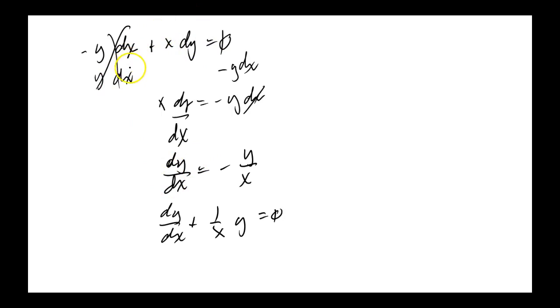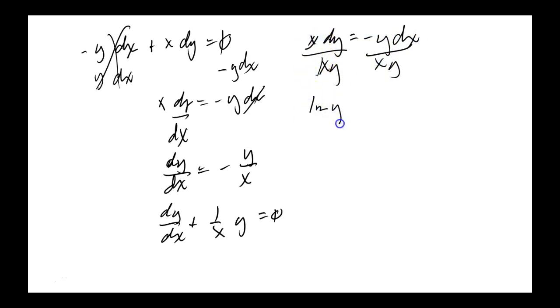It was already set up to be separable to begin with. Let's go to this step here. x dy is equal to minus y dx, and divide both sides by x and y. Here your x's go out, and this gives you log y is equal to, here your y's go out, minus log x. And then you can have a plus c if you want to.